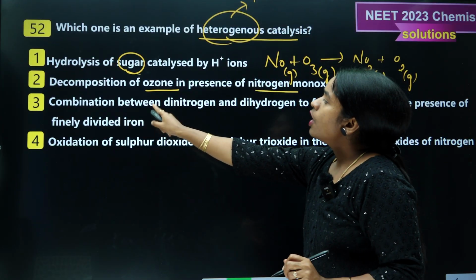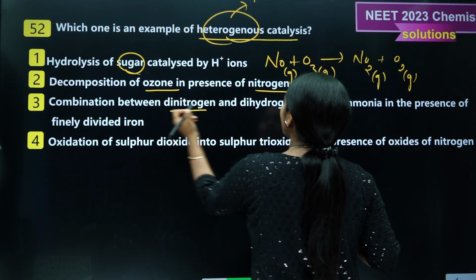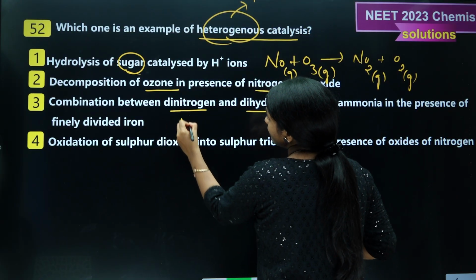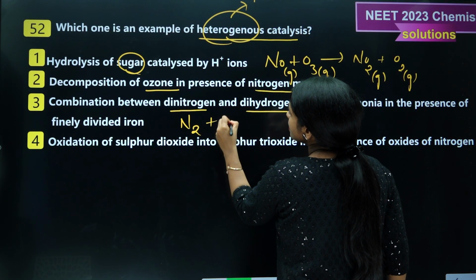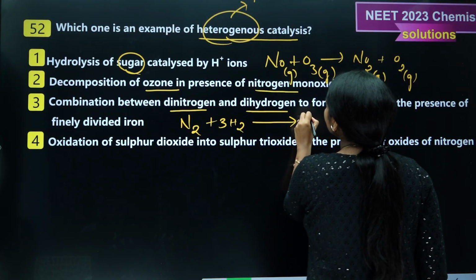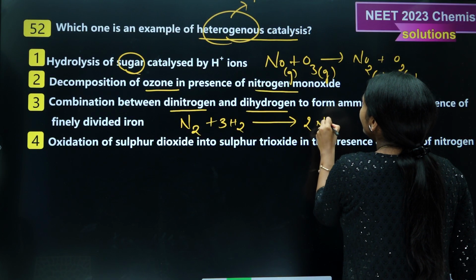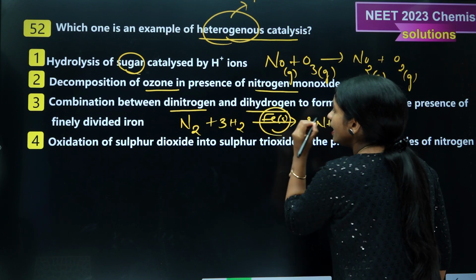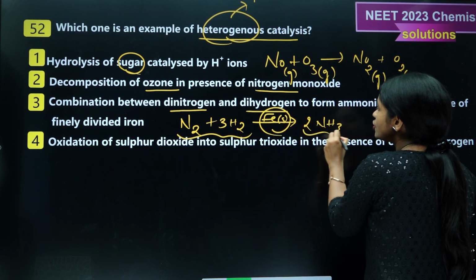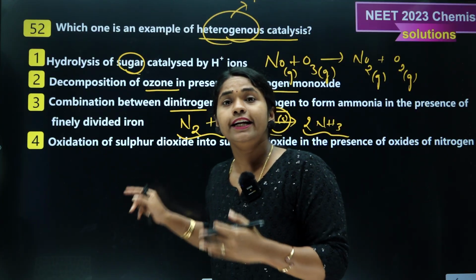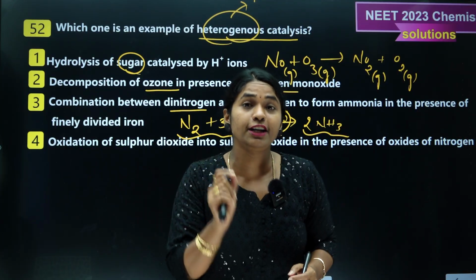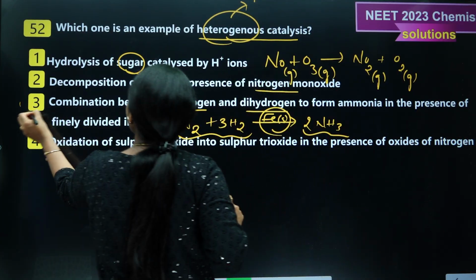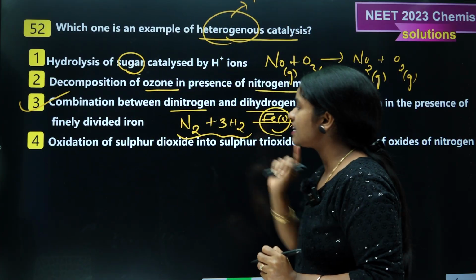See the next one. Combination between dinitrogen and dihydrogen. N2 reacts with H2 and forms ammonia, right? And here iron is used as a catalyst, which is a solid. The remaining are all in the gaseous phase and iron is a solid. So it is an example of a heterogeneous system. They are asking for a heterogeneous system, so option 3 is the correct answer.